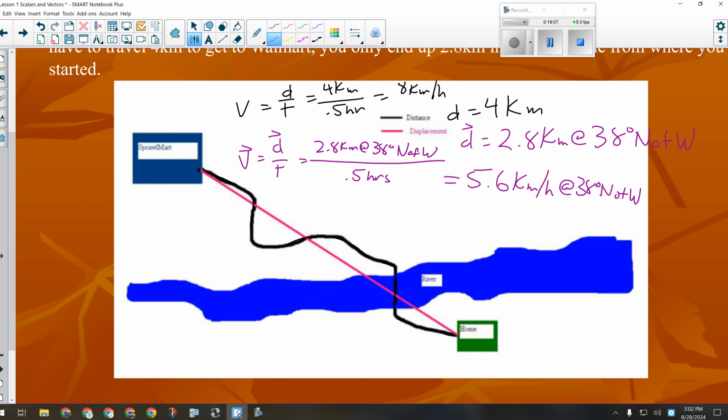Now, is it okay that the vectors on these two are the same? Well, they sure better be. Okay, last time I checked, I can't travel 100 kilometers per hour north and end up east, right? My velocity and my displacement, they come from each other, so they have to be going the same direction. Okay? If I'm 2.8 kilometers, 38 degrees north of west, my velocity is also that way because that's how I got there. Okay, so those two are always going to have the same vector.